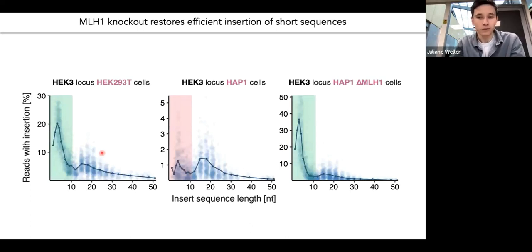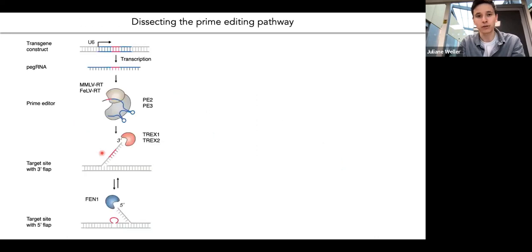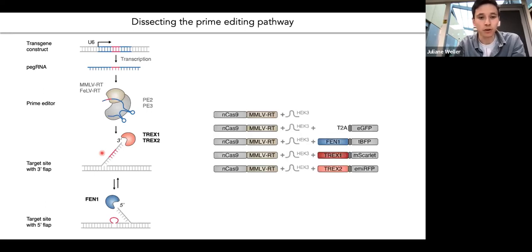So now we see that this library works pretty well in looking at the effect of something like mismatch repair. So we thought, let's go through the entire prime editing pathway and test out the contributions of a lot of different steps, such as transcription, the reverse transcriptase, the prime editor protein used. And we go into a lot more detail there in the manuscript. But maybe one of our more surprising findings was the influence of exonucleases, and we'll talk a little bit more about them here.